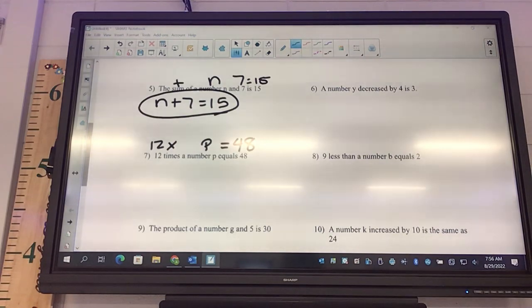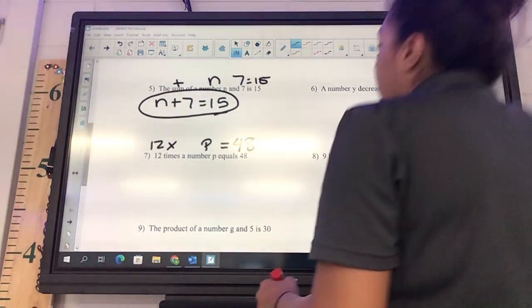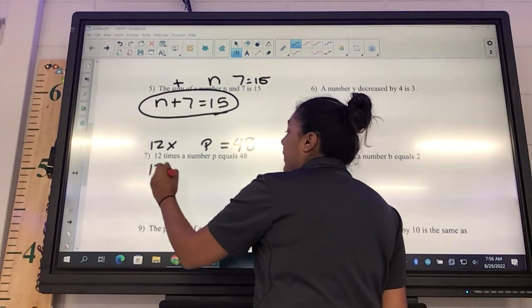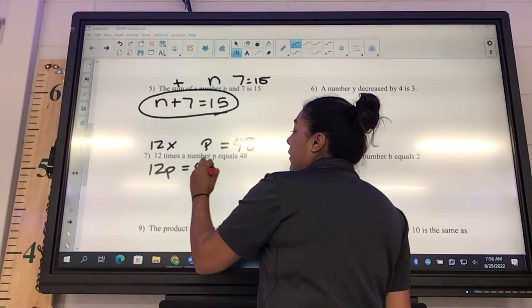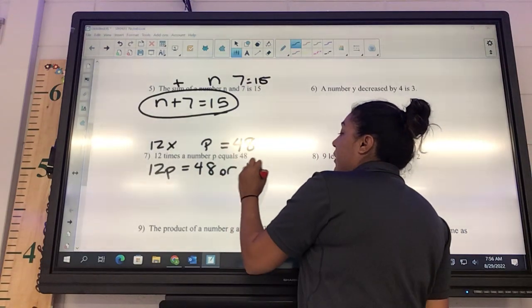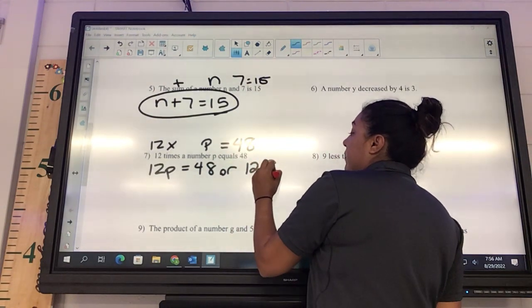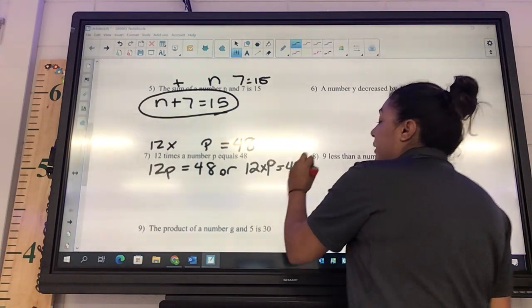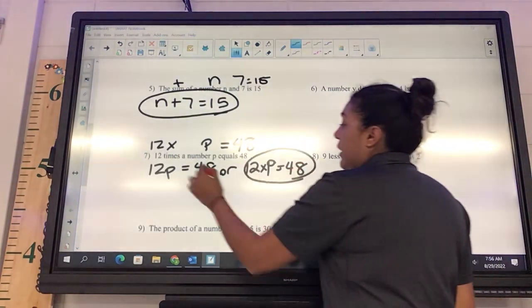So keep that in mind, because some of them are going to have to go in parentheses. Okay, so you can say either 12p equals 48, or you can say 12 times p equals 48. Either one of these works. I don't care which one.